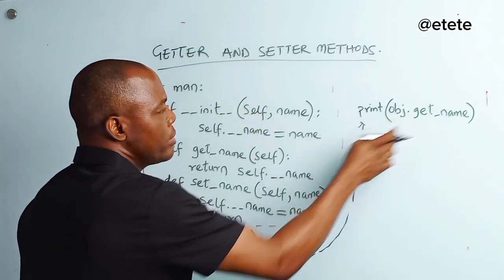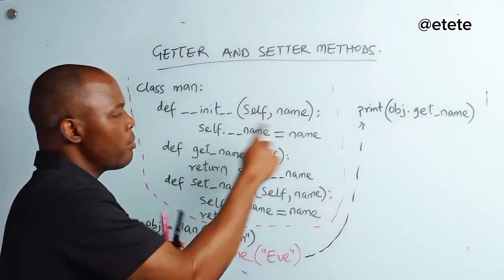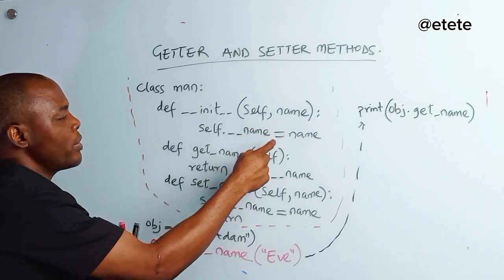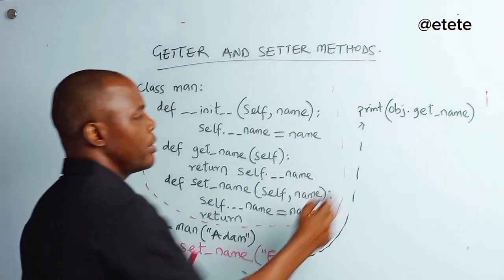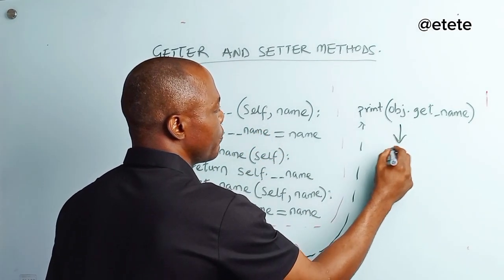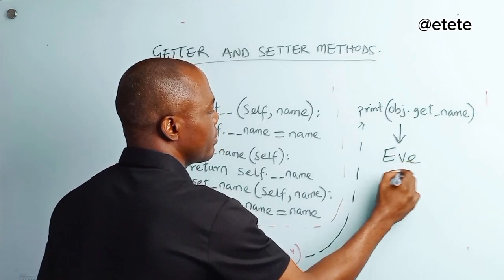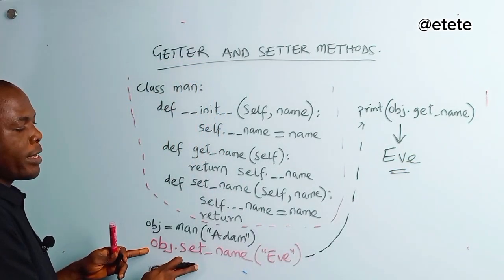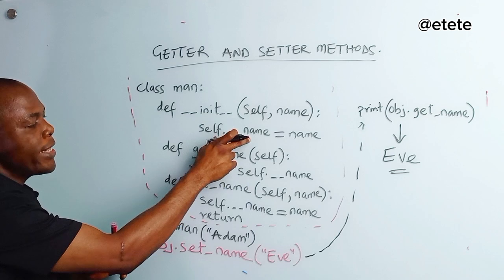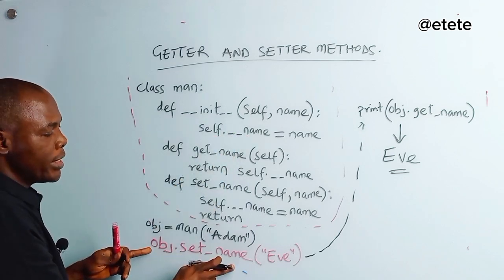Now, if I do this, object.get_name, what is it going to print? Is it going to print Adam or is it going to print Eve? This one will print Eve, because I have altered it here. I have altered what was inside this place by using this set_name.